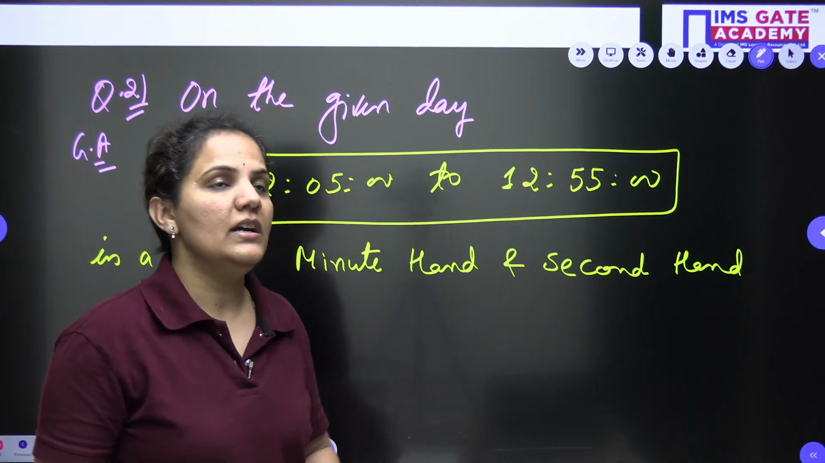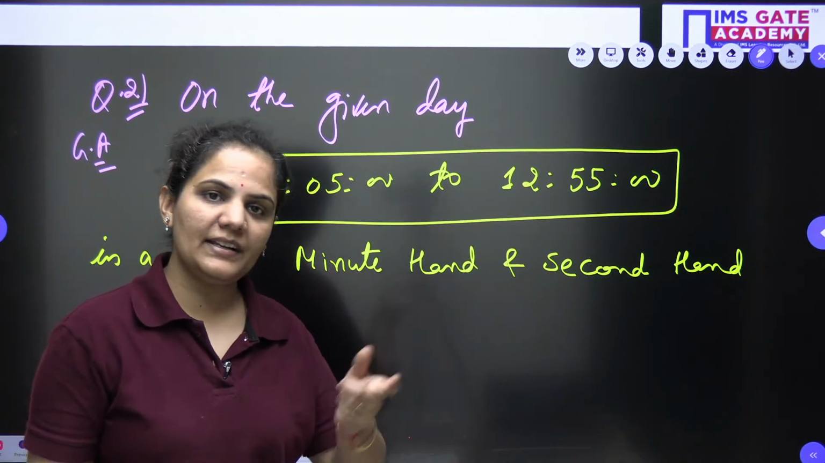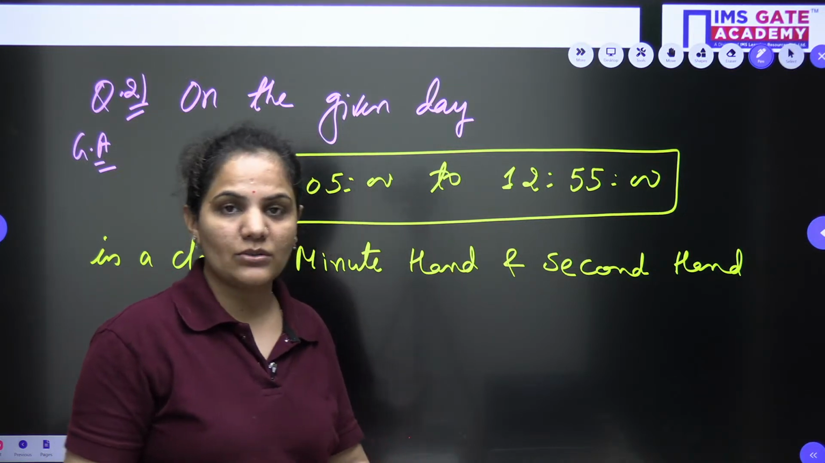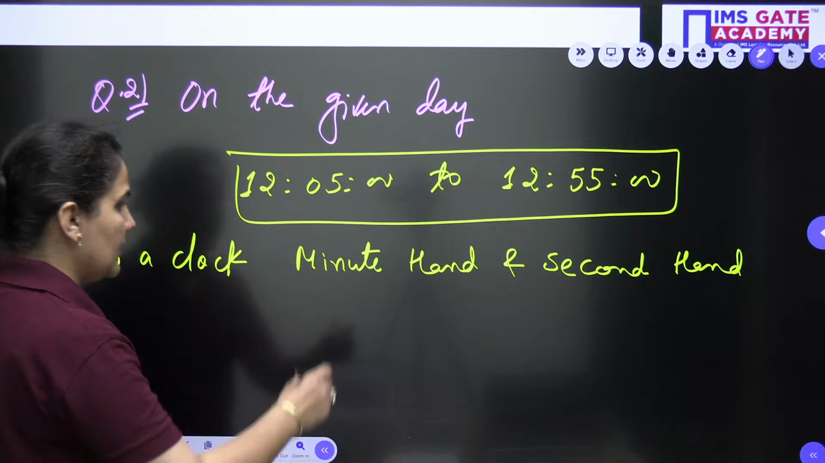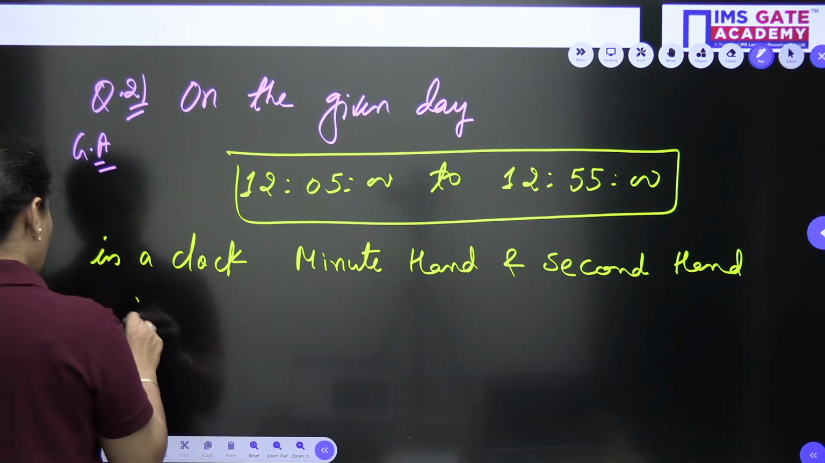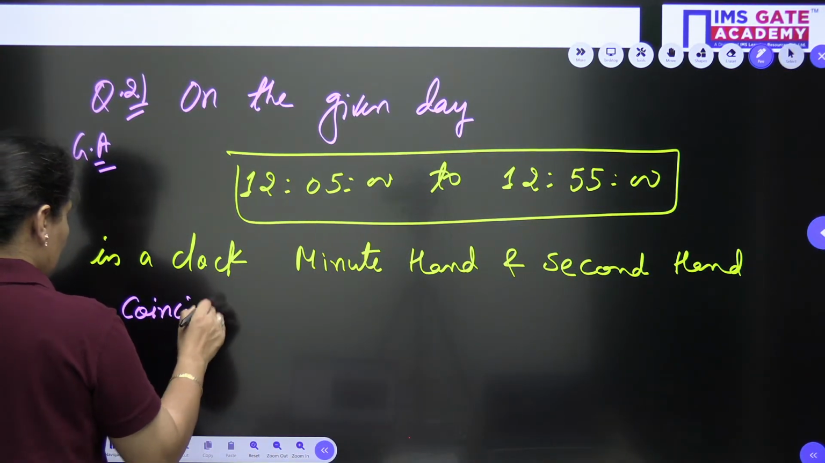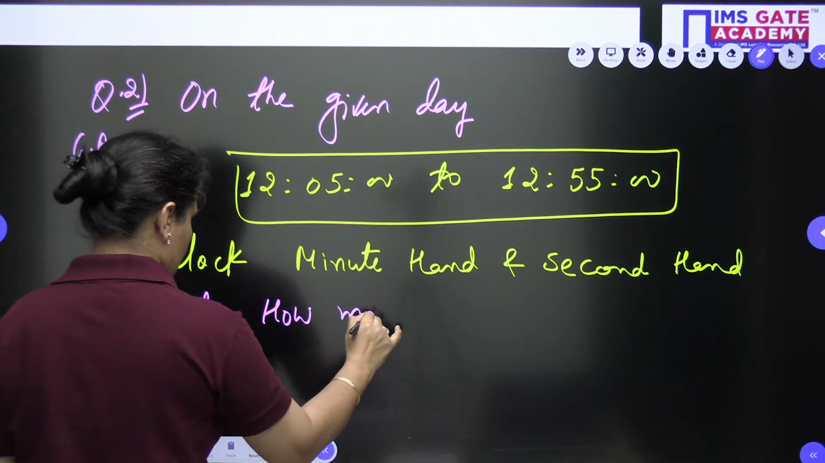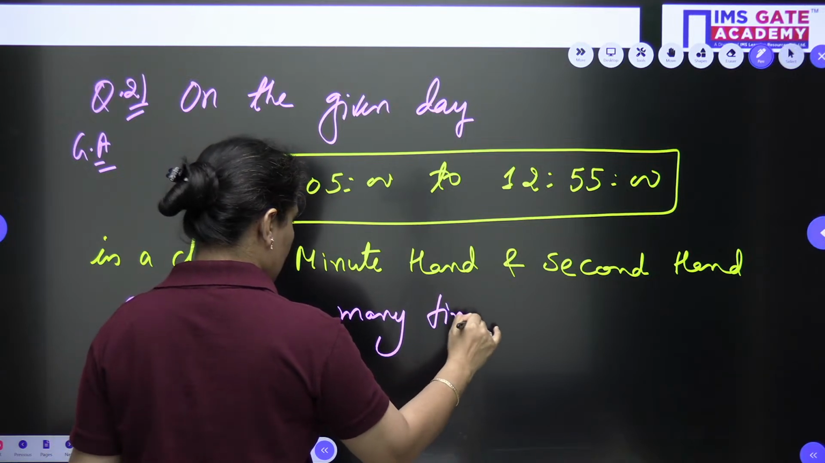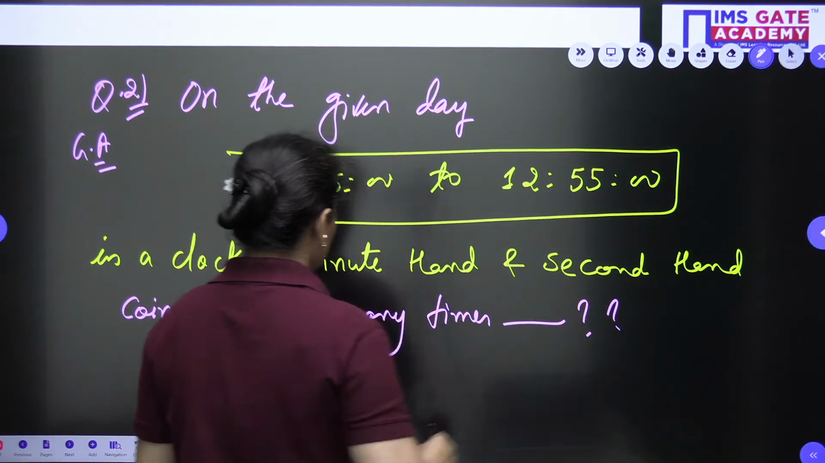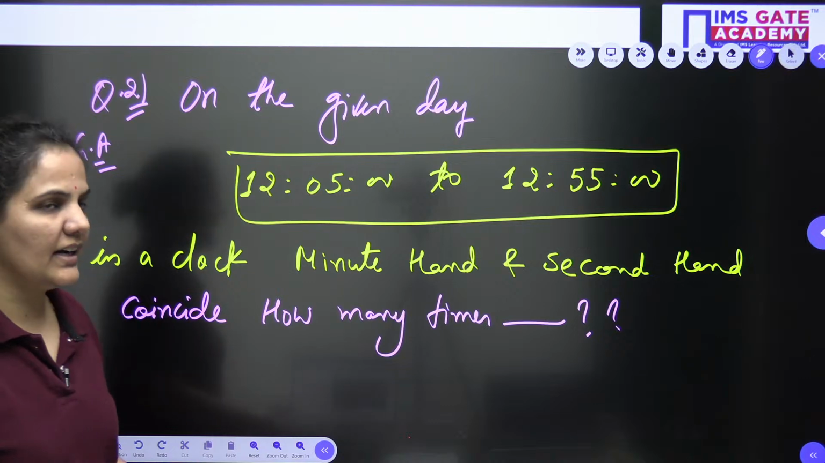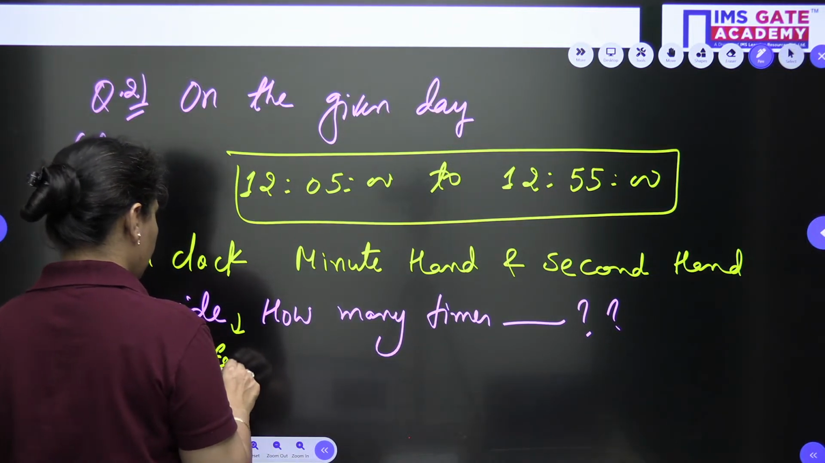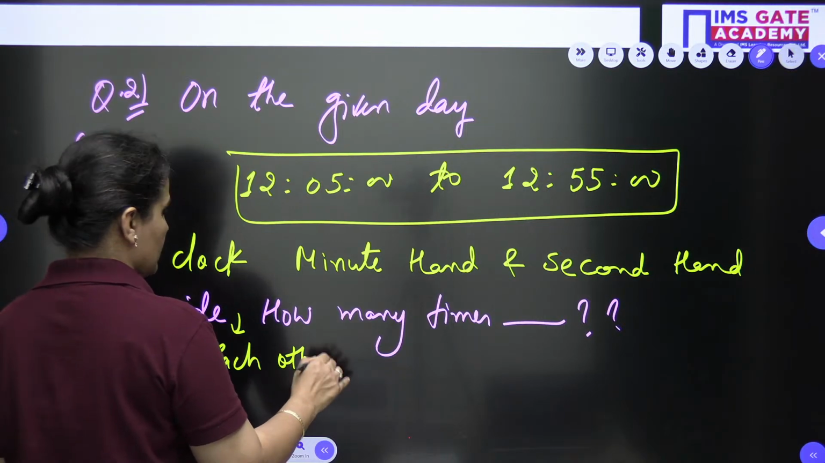It's asking about, earlier we discussed about the hour hand and the minute hand. We discussed already about the minute hand and the second hand also. The question is asking about the same thing, coincide. So minute hand and second hand coincide how many times between this duration. Okay, so in a clock, minute hand and second hand coincide each other how many times? So let's see.